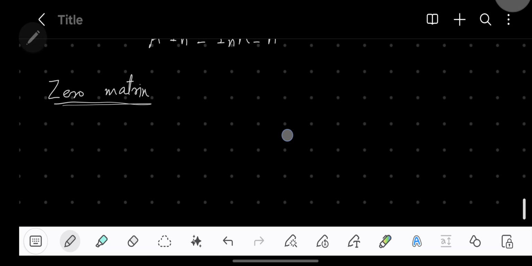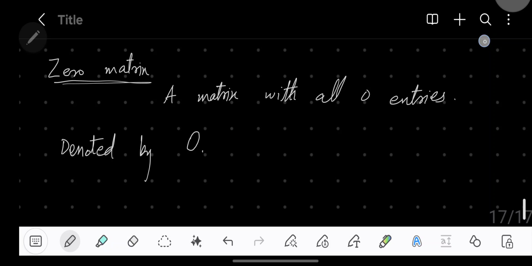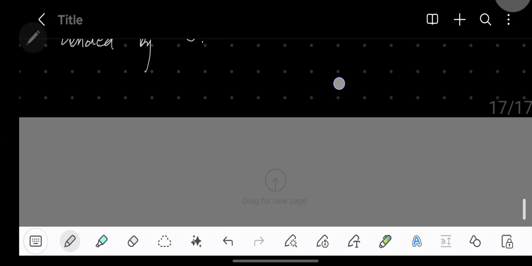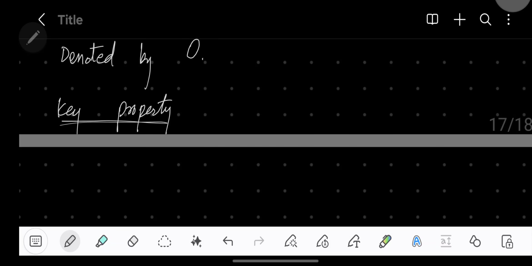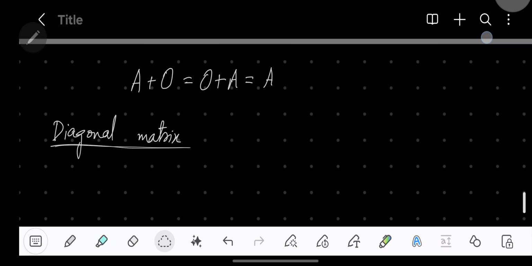So next we have the zero matrix. You know what the zero matrix is? It is a matrix whose entries are all 0. Okay, so the key property of the zero matrix is that for any matrix A, if you add the zero matrix from the right side or from the left side, you will get the same matrix A.